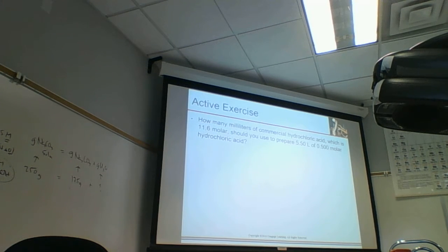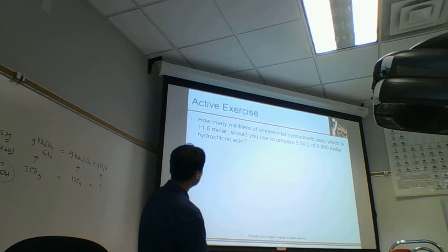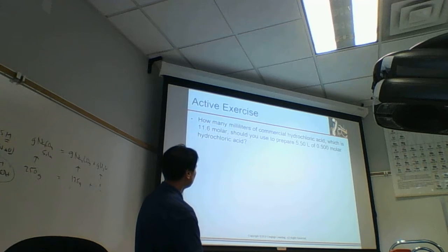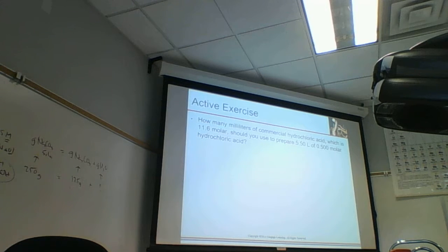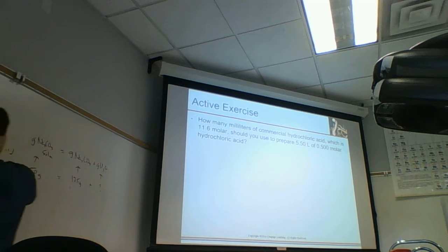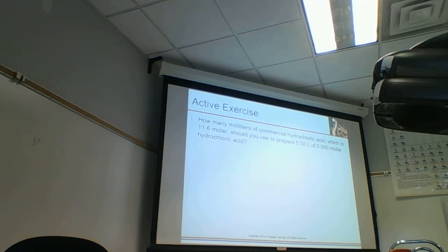So let's take a look at this. The commercial hydrochloric acid, sorry, is only 11.6 molar. How many milliliters of commercial hydrochloric acid, which is 11.6 molar, should be used to prepare 5.50 liters of 0.500 molar hydrochloric acid? So now, this is not just figuring out what we did in a solution dilution. This is figuring out how much we're going to need.